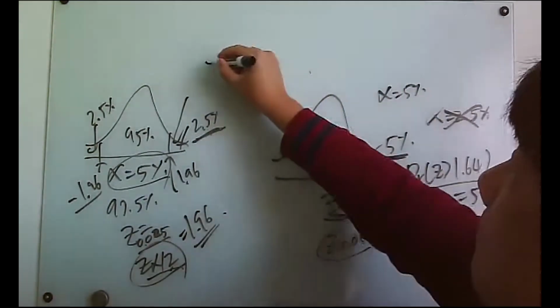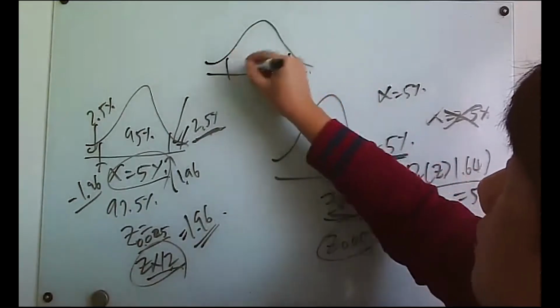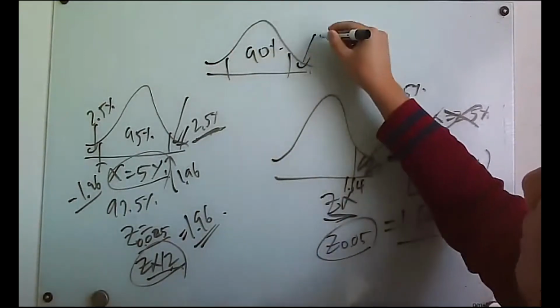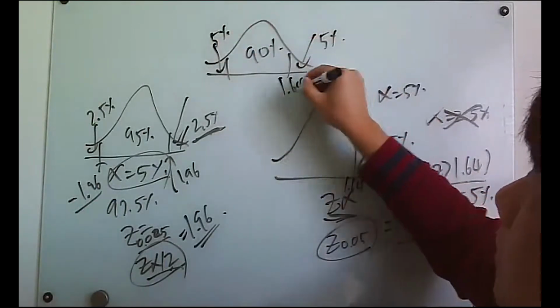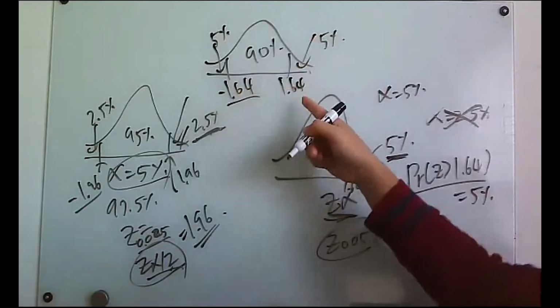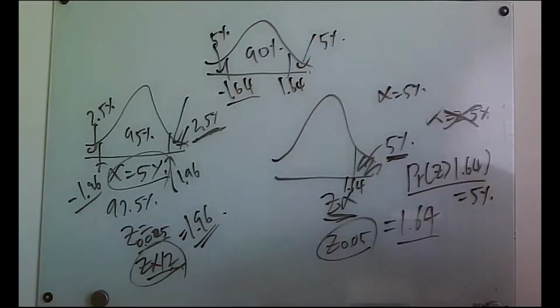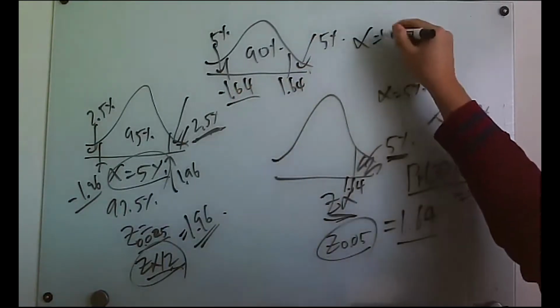Previously, we used a 10% level in a two-sided test. This is 90%, and 5% and 5%. And this was 1.64 and negative 1.64. So this was a two-sided test, right? This was a two-sided test when alpha equals 10%.